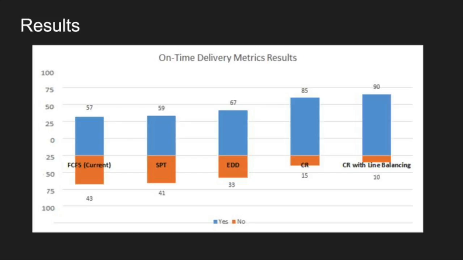The simulation results are clear. If Supplier A utilizes the critical ratio while adding the appropriate number of workstations to eliminate the production bottlenecks, then their on-time deliveries will increase substantially. The critical ratio with the line balancing factor results in 90 on-time deliveries compared to only 10 late deliveries. This is a substantial increase over the first come first served method, which is used to simulate the current process that Supplier A has right now.